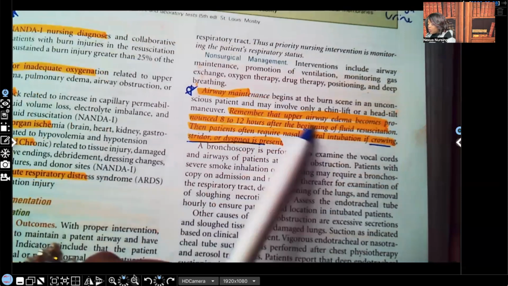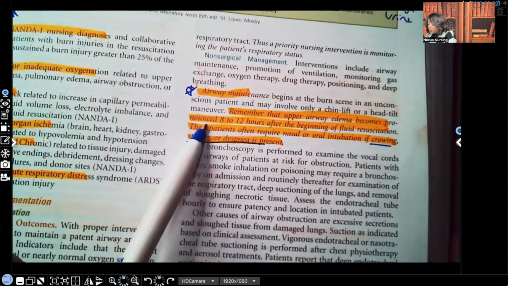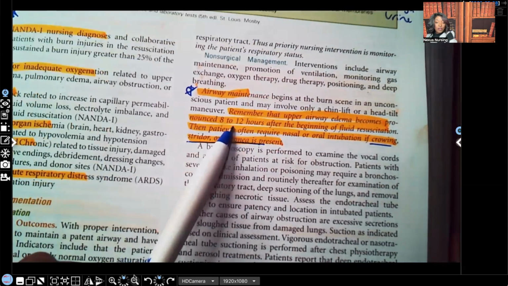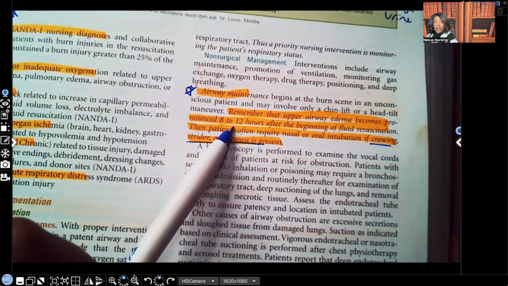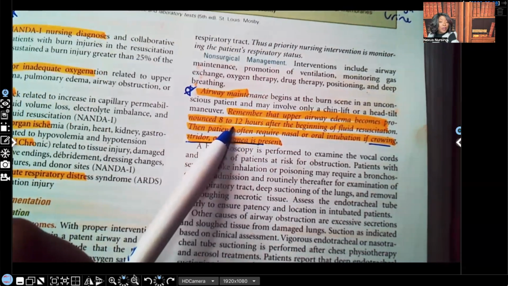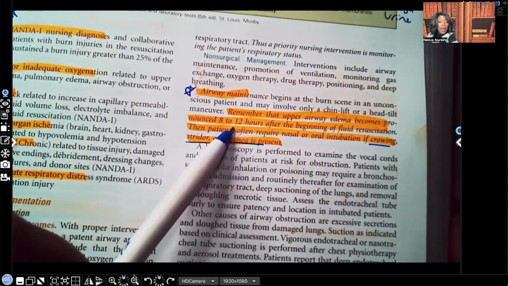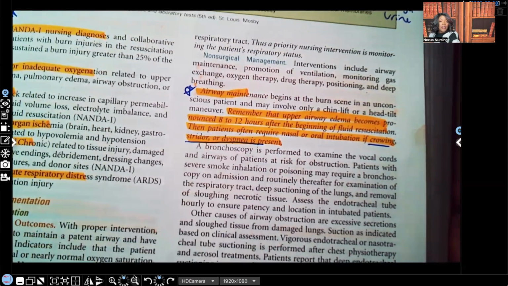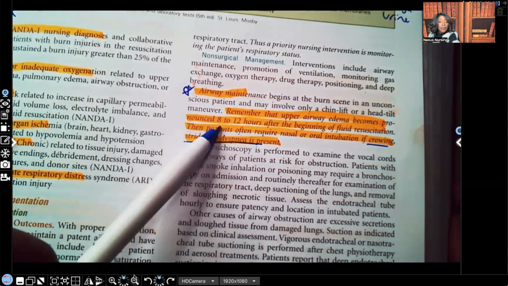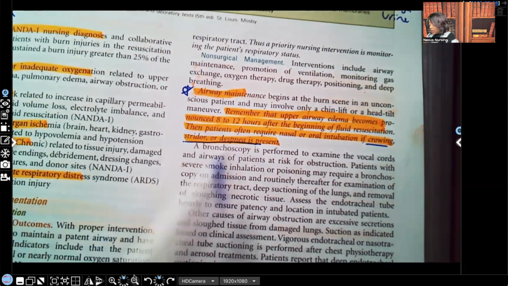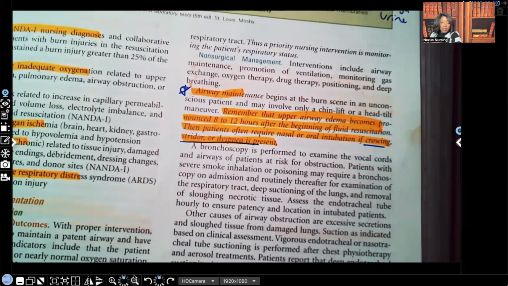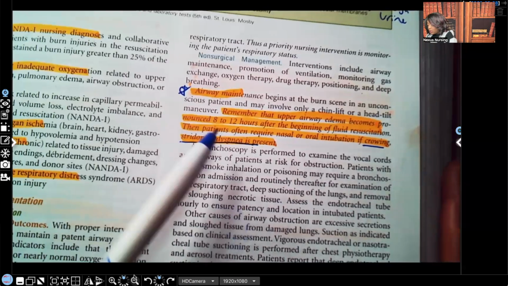Remember that upper airway edema becomes pronounced 8 to 12 hours after the beginning of fluid resuscitation. So that patient's severely dehydrated, we're worried about shock, we're worried about those organs failing on them. So remember, we're giving them fluids hard and fast. About 8 to 12 hours after us giving them the fluid hard and fast, that's when the chances of upper airway edema can occur. So we're going to watch them very closely.